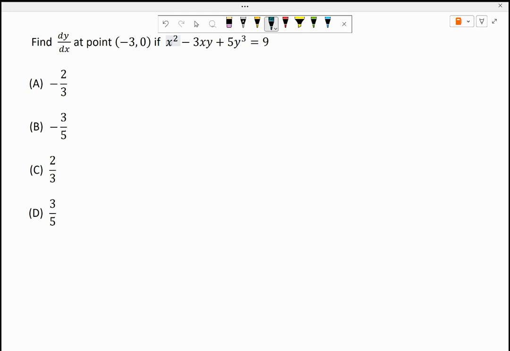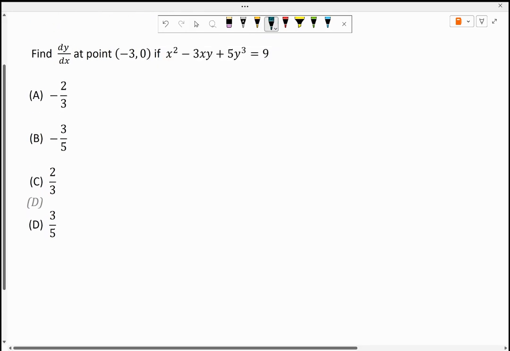To be fast. Today we want to find dy dx at point (-3, 0) if x squared minus 3xy plus 5y cubed is equal to 9. So we have a function that is defined implicitly. So to find dy dx, we will have to use implicit differentiation.